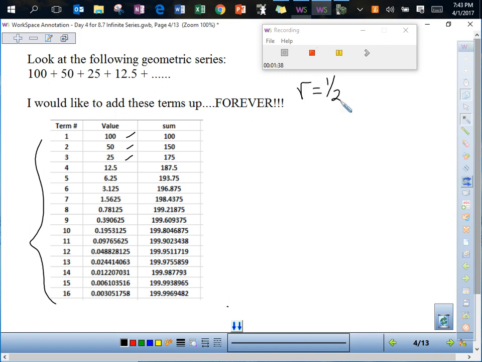Guys, look at this little spreadsheet that I made up for you. I've listed the first 16 terms, and I put them as decimals because that was easier for me. The first term was 100. The second term's 50. The third term's 25. And then kind of look what it does. 12.5, 6 1/4, 3 1/8, 1.5625. Notice what happens, guys. My decimals get smaller and smaller and smaller.